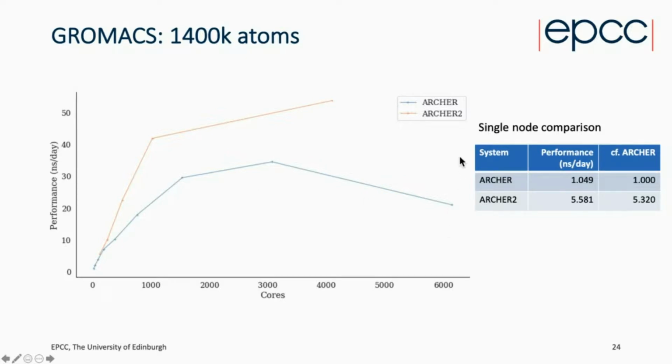On ARCHER2, if you look at a single node performance comparison, this is a per core comparison. But if you look at pure single node comparison, which is the smallest unit you can take, an ARCHER2 node gives you about 5 times, or just over 5 times, the performance of an ARCHER node for this GROMACS benchmark, which is quite good and seems to scale pretty well out to the scaling limit anyway. You get over 49 nanoseconds per day on this benchmark using ARCHER2.